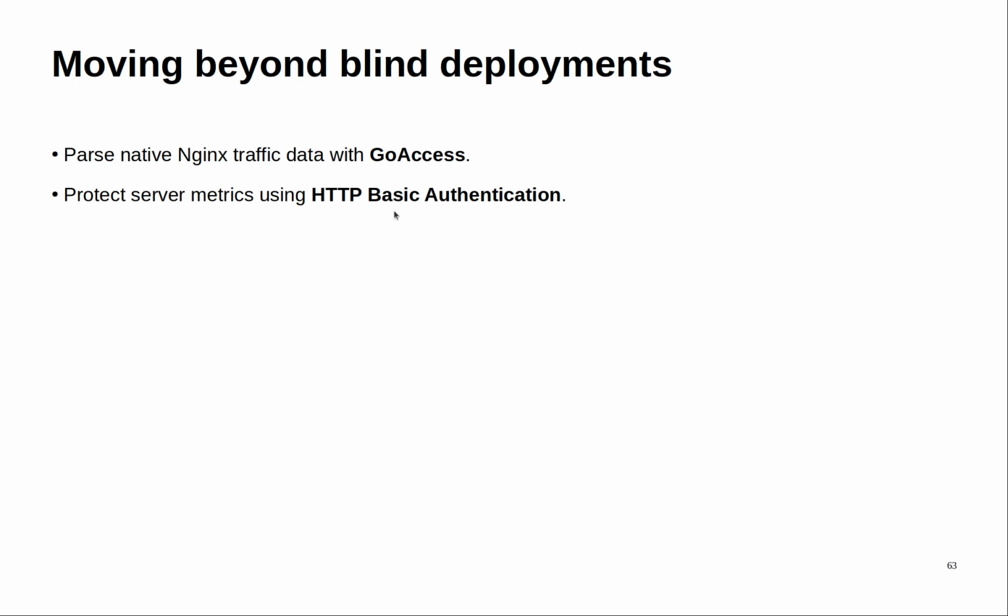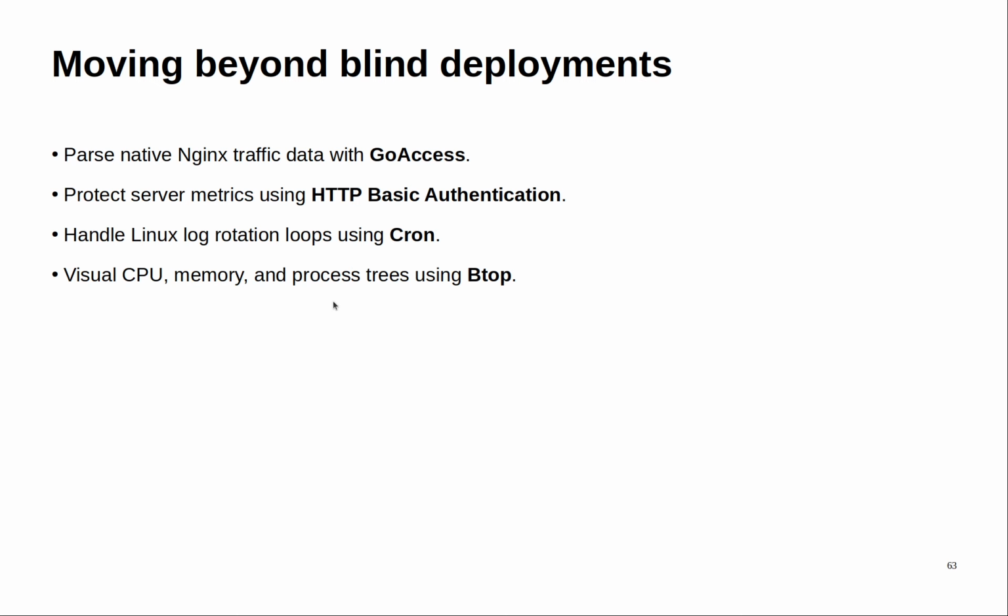Using HTTP basic authentication, we are going to learn about rotating logs, and we are going to use a cron job for that. We are going to visualize the CPU and memory usage, as well as process trees using Btop. And finally, I will show you how to find people, or bots, that are trying to get data from your virtual machine, and we are going to block those IPs.